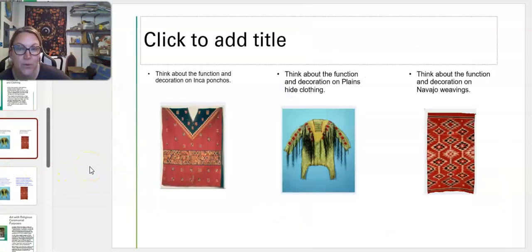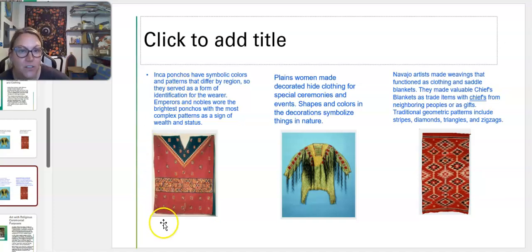Here are three other beautiful pieces. Think about the function and decoration of the Inca ponchos. Think about the function and decoration on Plains hide clothing. Think about the function and decoration on Navajo weaving. So the Inca ponchos have symbolic colors and patterns that differ by region, so they served as a form of identification for the weaver. Emperors and nobles wore the brightest ponchos with the most complex patterns as a sign of wealth and status.